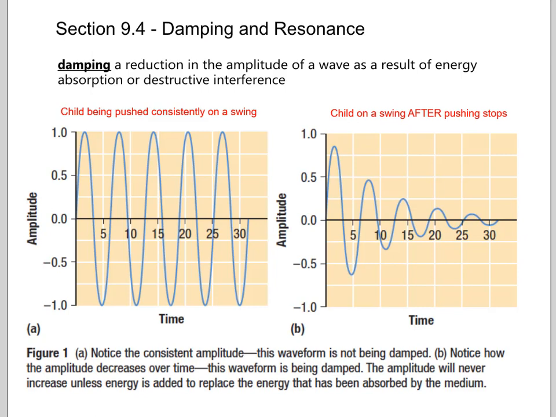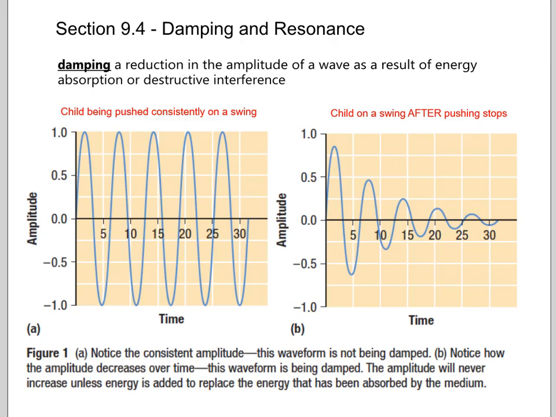Okay, so now two words we want to know when we're talking about waves: damping, and resonance. Damping is a reduction in the amplitude of a wave as a result of energy absorption or destructive interference. And you've probably experienced this in your lifetime. In fact, I can guarantee you've experienced this in your lifetime.